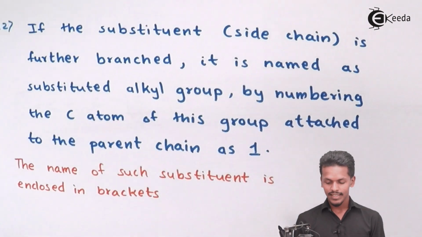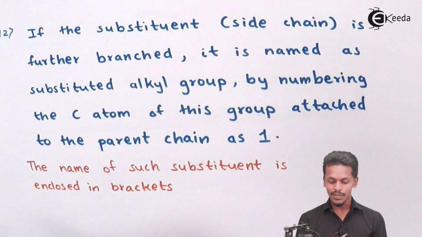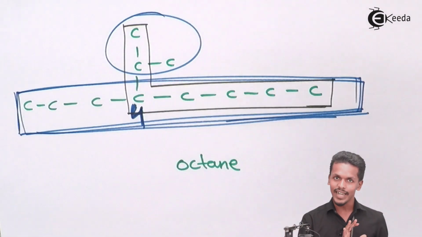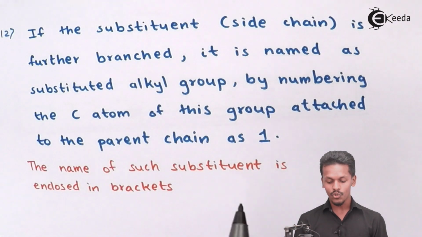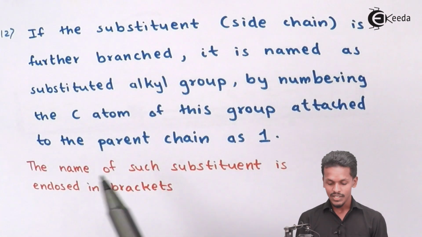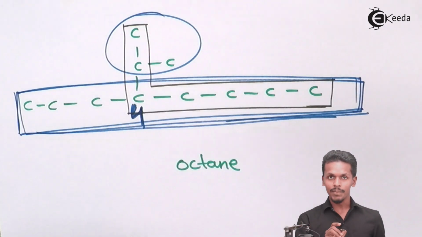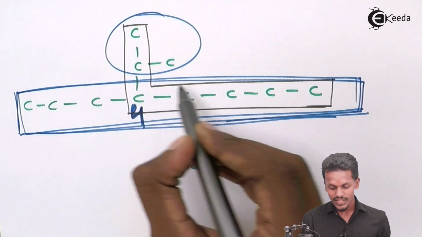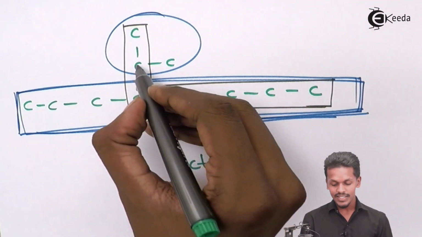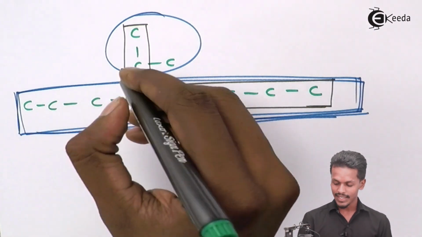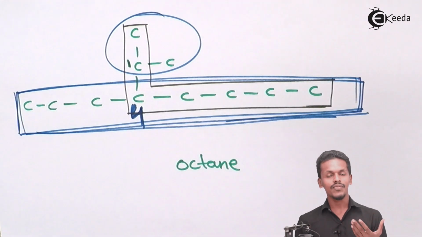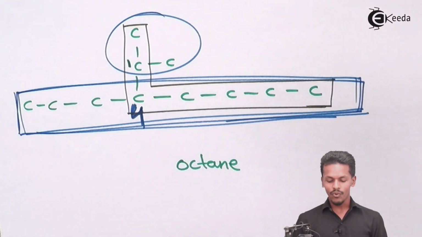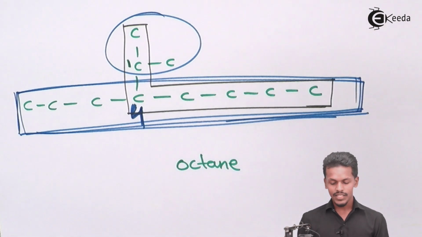So it is named as the substituent alkyl group. So therefore this will be the substituent alkyl group, but by numbering the carbon atom of this group attached to the parent chain as 1. Because this will have a carbon atom that will be attached to the parent carbon atom. So therefore this is the parent carbon atom that we have, and this carbon is attached to the parent carbon atom. Therefore this carbon in this case will get the number 1. So therefore this will get the number 1.